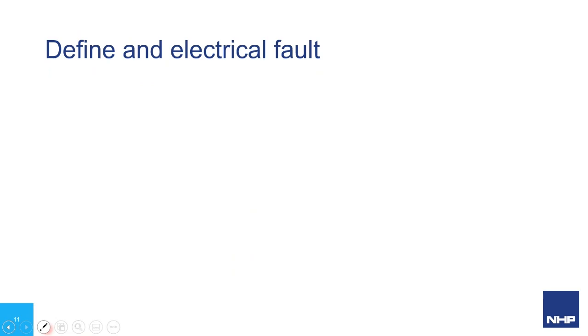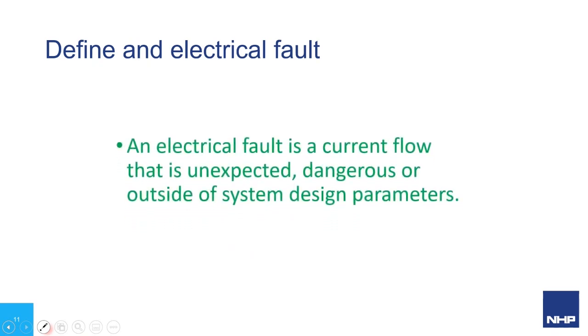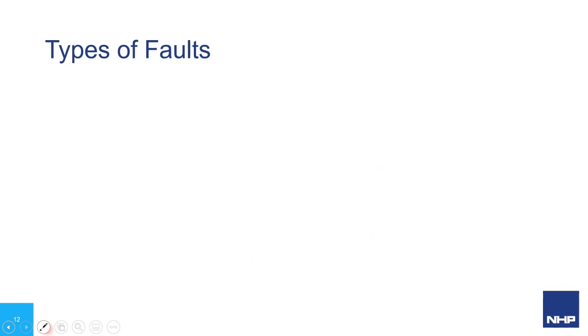So let's define an electrical fault. An electrical fault is a current flow that's unexpected, dangerous, or outside of system design parameters. That's a fair definition of what a fault current is. So let's have a look at a couple of the different types of faults that we can expect in our system.